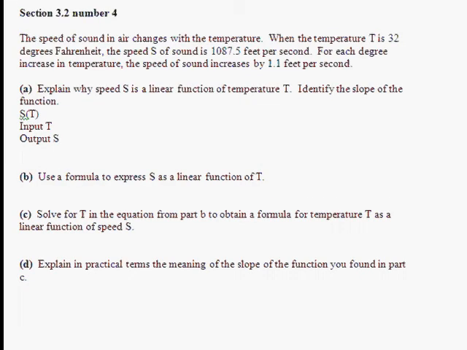To be linear, we're looking for a constant rate of change. In this problem, there's a constant rate of change in the relationship between t and s. They tell us as t increases by 1, s increases by 1.1. So the constant rate of change is 1.1 divided by 1, or just 1.1. That's the slope of the function.